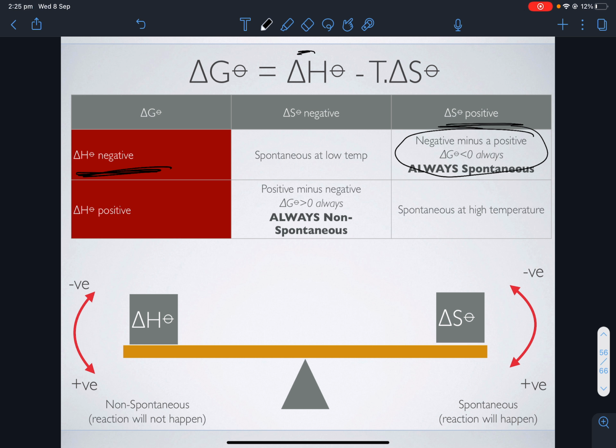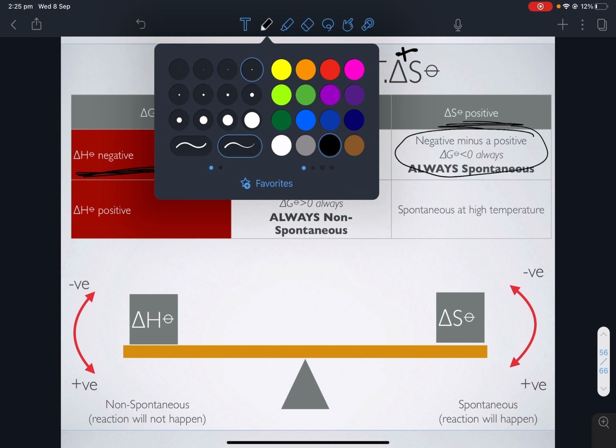Negative minus a positive is always going to give us a negative value. So these reactions are always spontaneous, okay? No matter what temperature. Because a negative minus a positive, and because T will always be positive, of course, you can't get lower than absolute zero, negative minus a positive for this term is always going to be negative. Negative minus something is always a negative, okay? So these conditions are always spontaneous, okay?